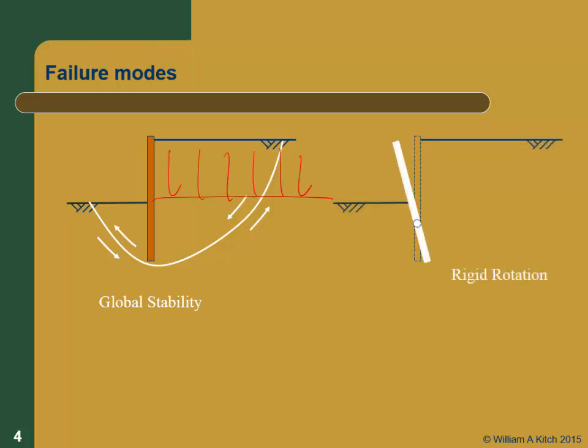The other kind of failure that we can get is rigid rotation, where the wall just rotates to the point where it's beyond a usable state. And then the final failure we get, which is our structural failure, is if you exceed the section capacity of the sheet pile itself, and you form a plastic hinge. So those are the three failure modes, and we'll talk about the second two.